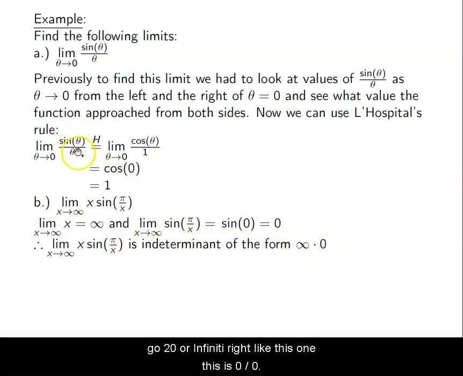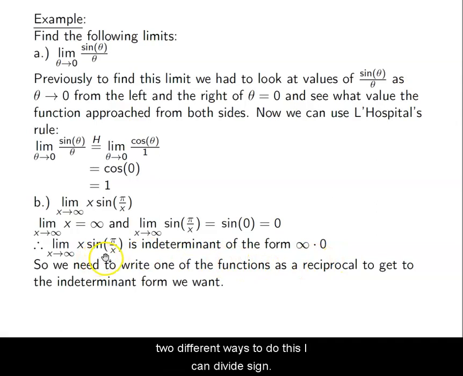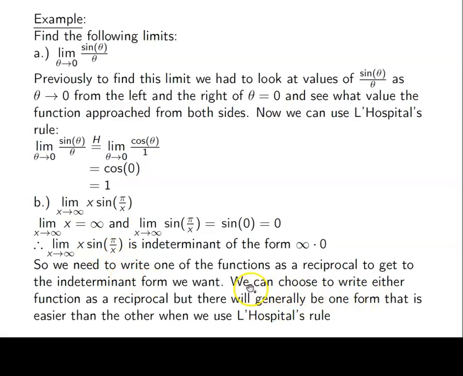Like this one. This was 0 over 0. It went to 1. So the numerator didn't dominate, the denominator didn't dominate, and it's not like they went at the same rate either, because this goes to 0 at a different rate than this does, since they're different types of functions. So here we've got to use our form. There's two different ways to do this. I can divide sine by 1 over x, or I can divide x by 1 over sine of pi over x. It doesn't matter which one we choose. One might be easier than the other.